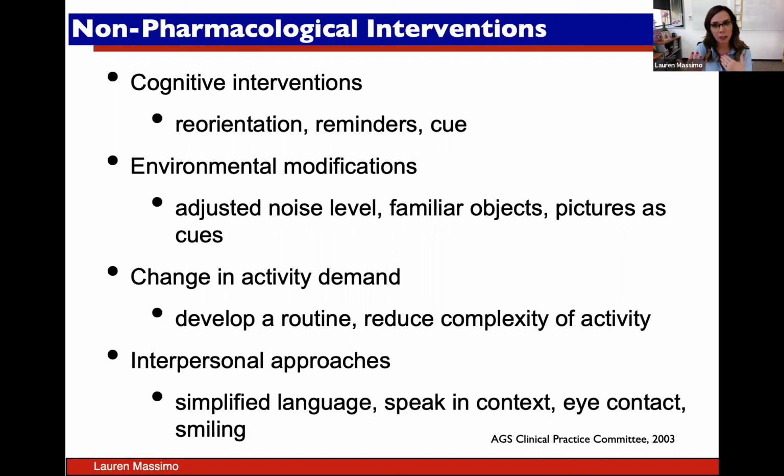People with severe dementia can still understand facial expressions. They appreciate eye contact and they can still appreciate smiling. So think about all these things, especially when you're communicating with individuals who are in the later stages of dementia.